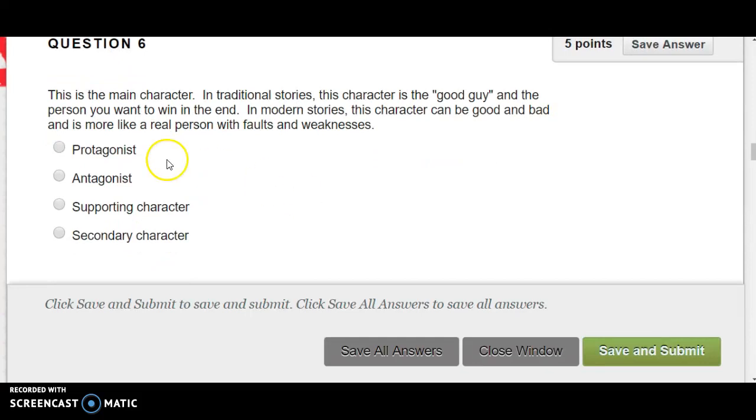Question 6. This is the main character. In traditional stories, this character is the good guy and the person you want to win in the end. In modern stories, this character can be good and bad and is more like a real person with faults and weaknesses. Protagonist, antagonist, supporting character, secondary character.